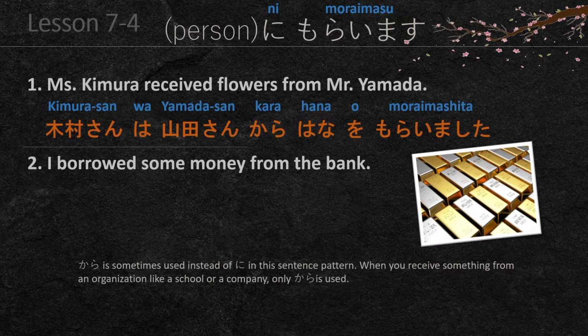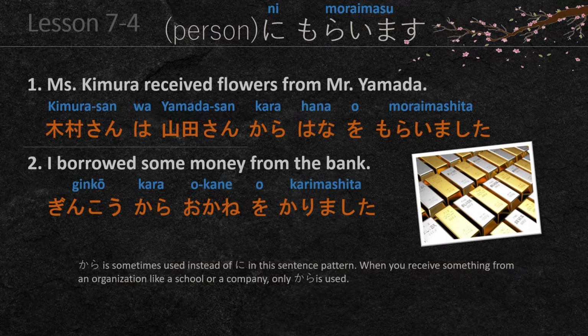Let's look at one more example. I borrowed some money from the bank. Ginko kara okane o karimashita. Again, we'll add in the topic. Watashi wa ginko kara okane o karimashita. The most basic form of this sentence is I borrowed. Watashi wa karimashita. And then ginko kara, because we're talking about an organization or a company, kara must be used. Okay? Watashi wa ginko kara okane o karimashita.